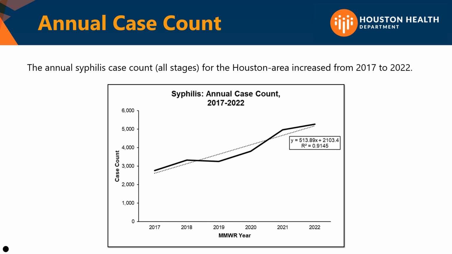Here we have the annual syphilis case count for all stages for the Houston area from 2017 to 2022. The dark bar represents total counts by year, and the dotted line represents the slope over time. As you can see, there's a dip from 2018 to 2019, then an increase in 2020. This is likely due to the COVID-19 pandemic decreasing accessibility.